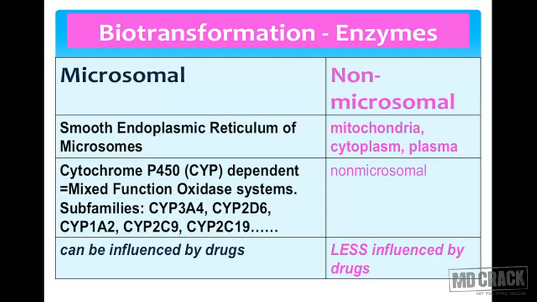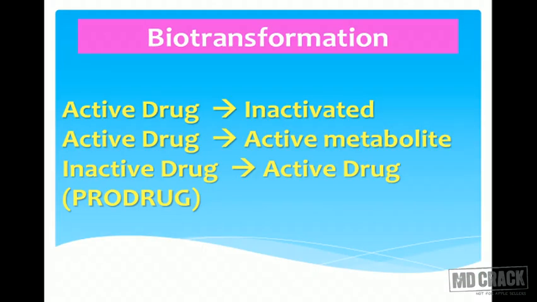This carries various subfamilies. The most important one is CYP3A4. Still many more families exist which include CYP2D6, CYP1A2, CYP2C9, and CYP2C19. This microsomal enzyme system can be easily influenced by drugs. Non-microsomal enzymes exist in the mitochondria, in the cytoplasm, or in the plasma, and they are less influenced by drugs.